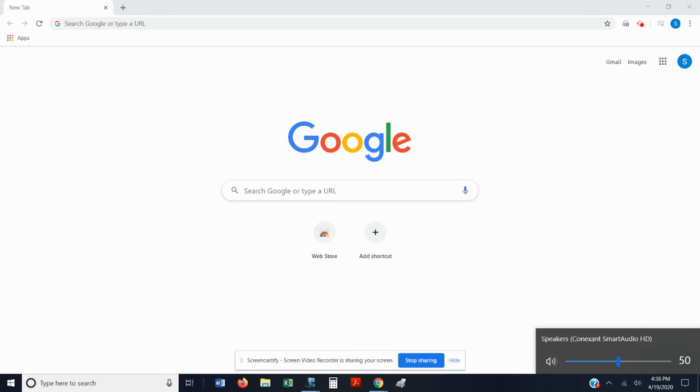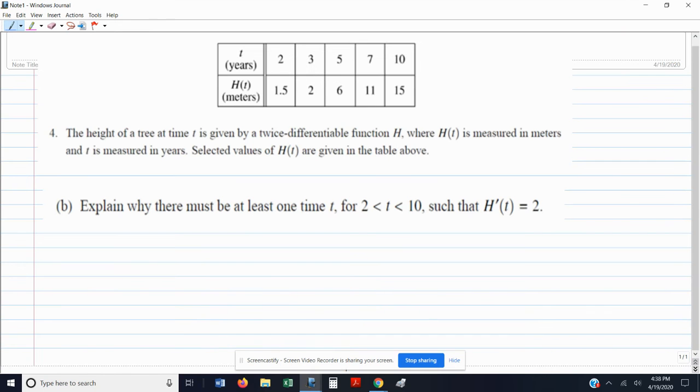Hey everyone, this is the 2018 exam. This is number 4. This is the no calculator section, and this is part B. Number 4 said the height of a tree at time t is given by a twice differentiable function h, where h of t is measured in meters and t is measured in years. Selected values of h of t are given in the table above.